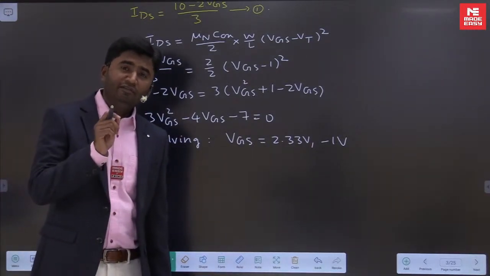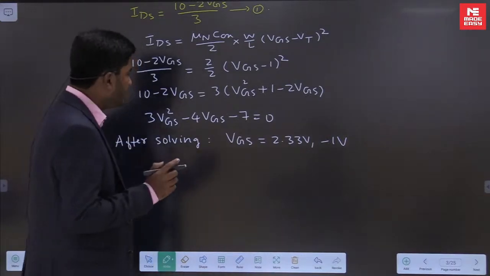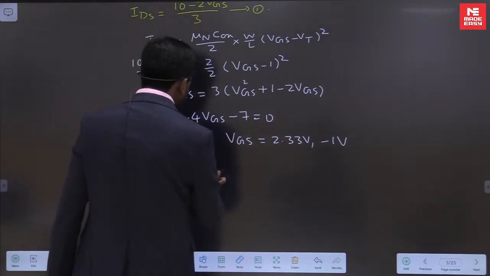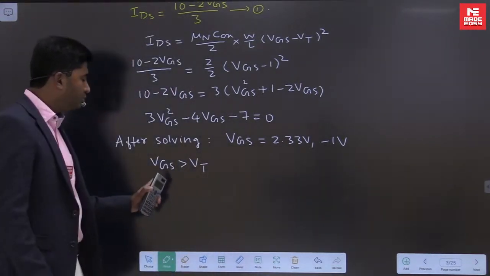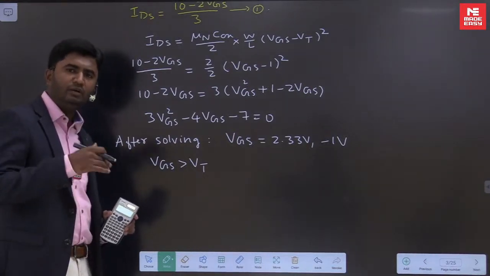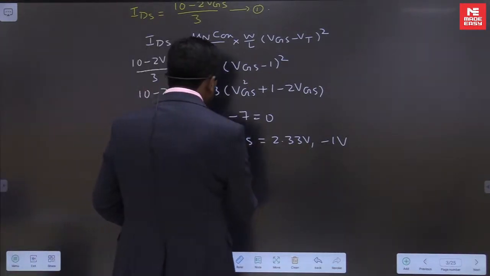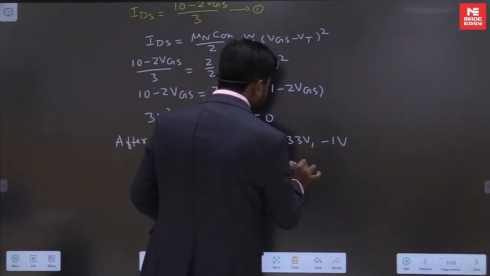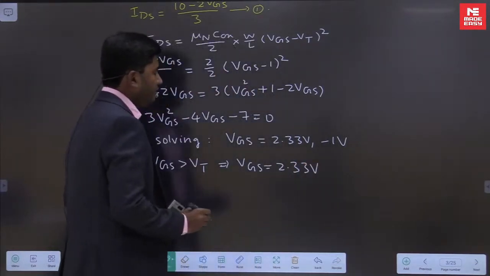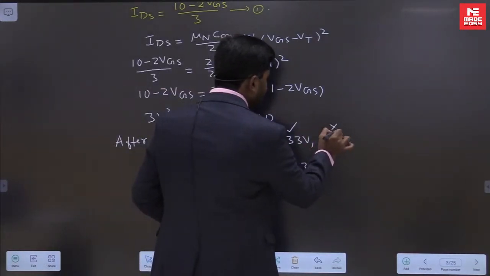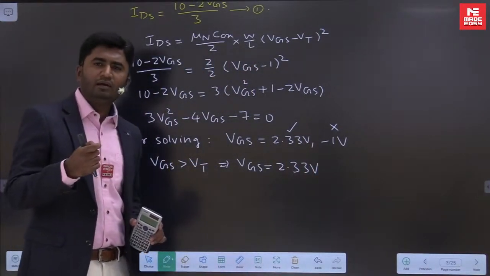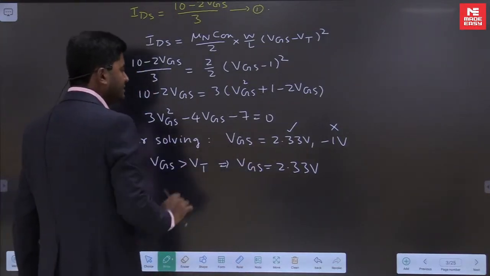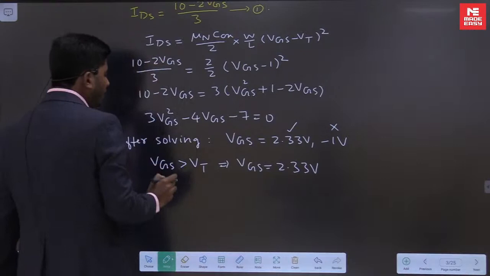Now we should decide which VGS is correct. Now please remember, for a MOSFET, VGS should be greater than threshold voltage. That means VGS should be greater than 1 volt. So in this way, the correct VGS will be 2.33 volt. We should consider 2.33 and this we should ignore, because a MOSFET will conduct only when VGS is greater than threshold voltage. So take VGS as 2.33, then calculate current.